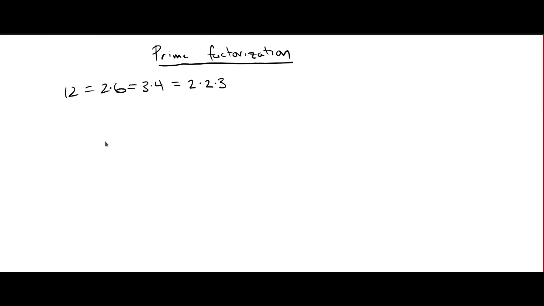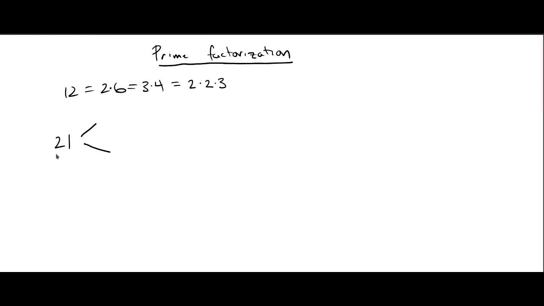Let's take 21 as an example. Okay, so 1 goes into 21 and 21 goes into 21, but 1 isn't prime and 21 isn't really a useful factorization of itself. So let's look for other factors of 21. It's not even, so 2 isn't going to be a factor.